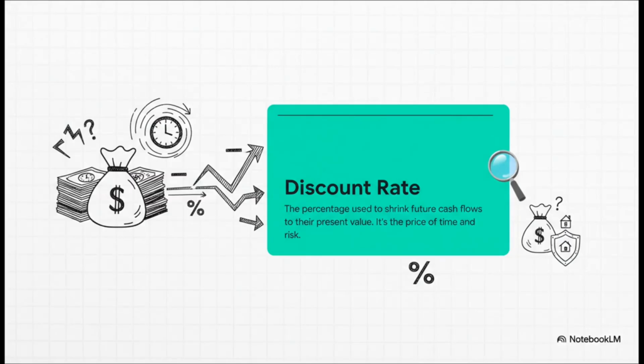So, how do we solve this problem? Simple. We discount it. We apply something called a discount rate. It's just a percentage we use to systematically shrink those future cash flows to figure out what they're worth today. You can think of it as a penalty. It's the price you pay for both the time you have to wait and the risk that, hey, you might not get that money at all.